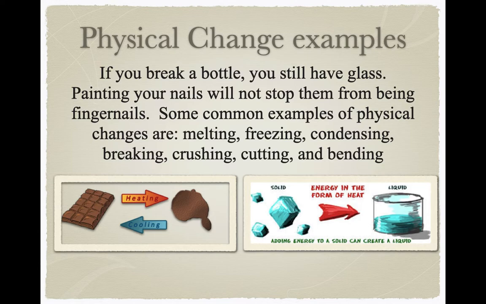Our examples, remember, you need at least 2. They start fourth one down. So if you break a bottle, it's still glass. If you paint your fingernails, it's not going to stop them from being fingernails. Some common examples of a physical change are melting, freezing, condensing, breaking, crushing, cutting, and bending. So anytime it does a state of matter change, it's going to be a physical change.